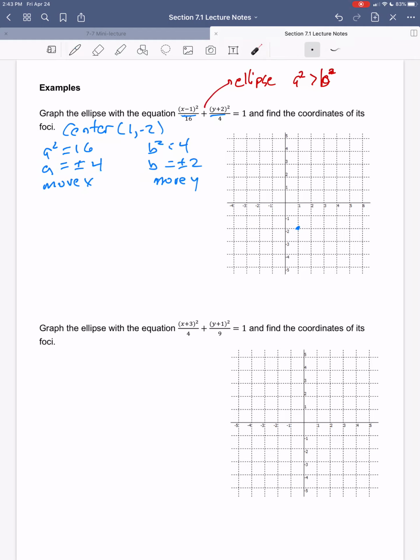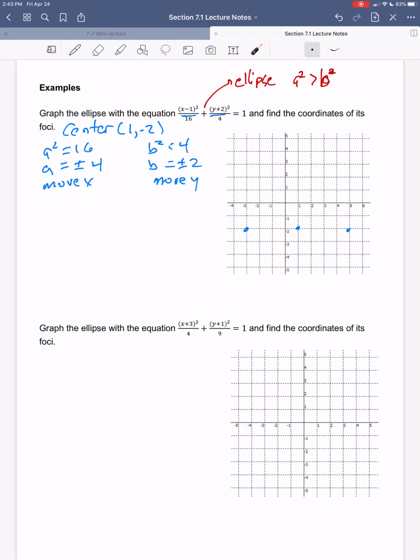So now I'm going to move 4 in the x direction. So I move to the right 4. That's going to be over here at a y-coordinate of 5. Notice that's 1 plus 4 is 5. And then if I start here and I move to the left 4, 1, 2, 3, 4, I end up at negative 3. 1 minus 4 is negative 3.